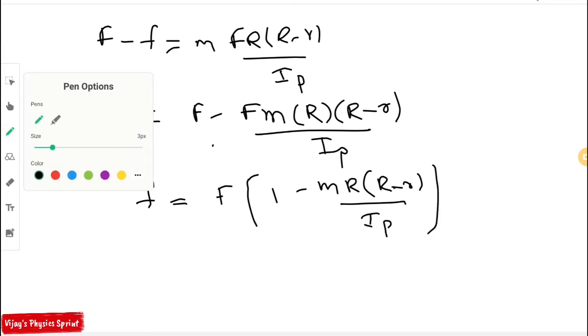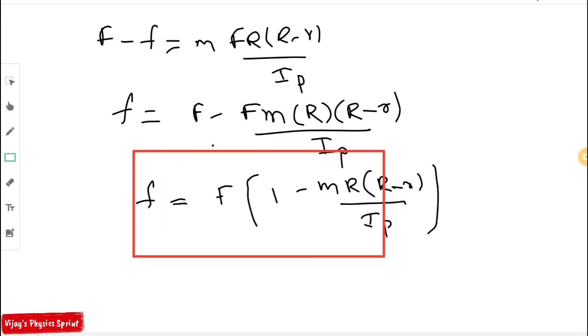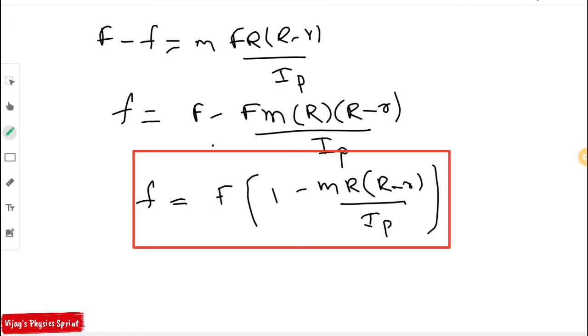Here Ip is nothing but the moment of inertia about point P, which can be written as Ic plus mR square. If you substitute this here, we get the final equation for the friction between the spool and the surface.